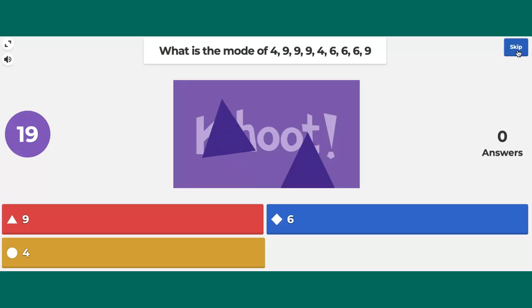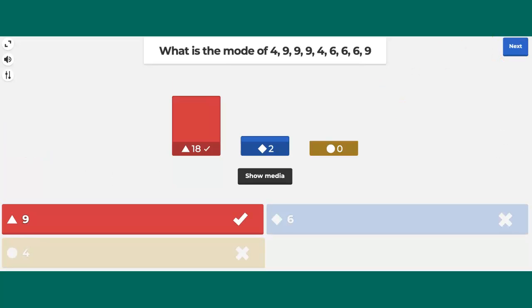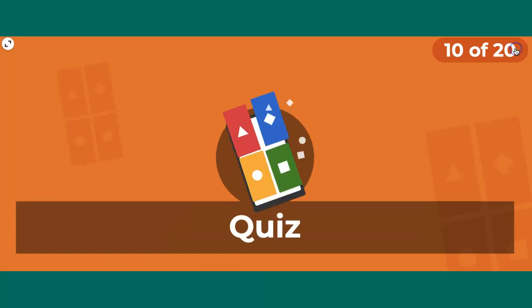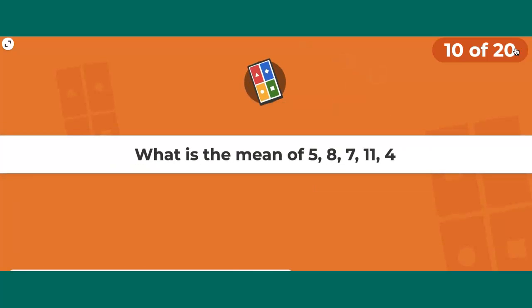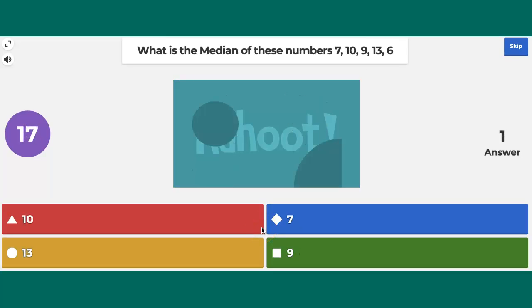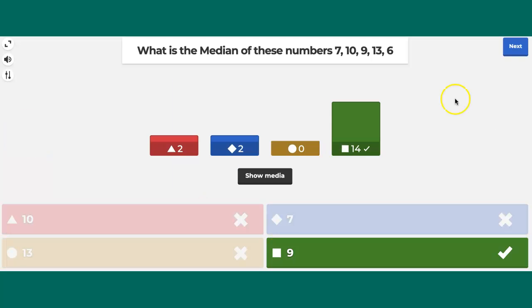What is the mode of 4, 9, 9, 9, 9, 4, 6, 6, 6, 9? All right. I don't understand, but you should know this. Next, so we get Aiden, Yukin, Kingan again. Next, 10 of 20. What is the mean of 5, 8, 7, 11, and 4? Calculator, let's go. Median of these numbers, 7, 10, 9, 13, 16. Should not make a mistake. Next question.